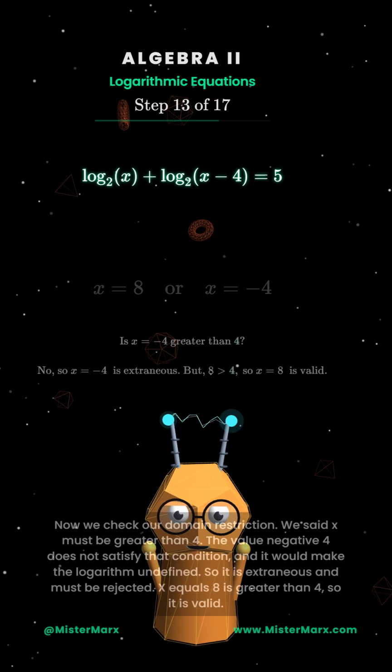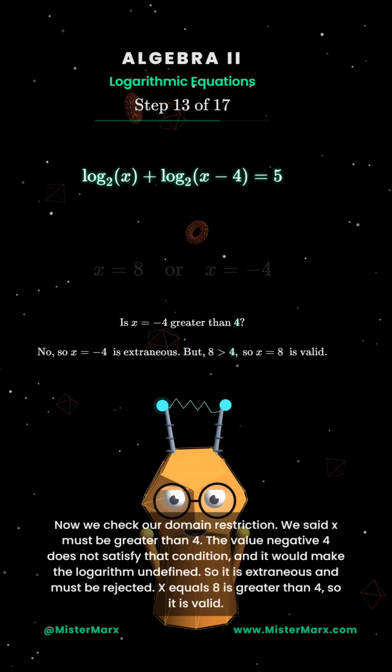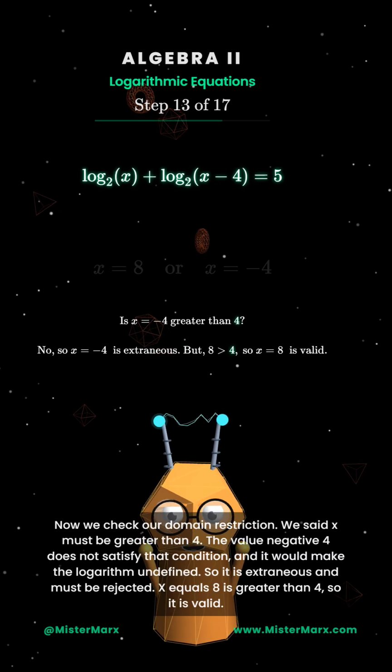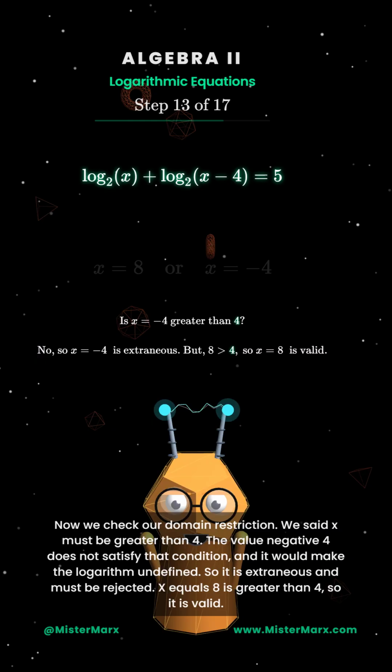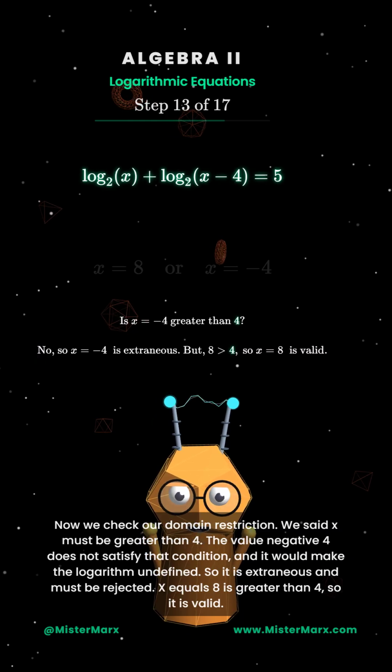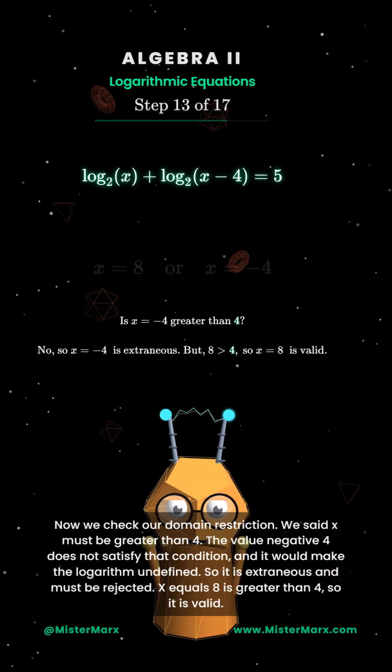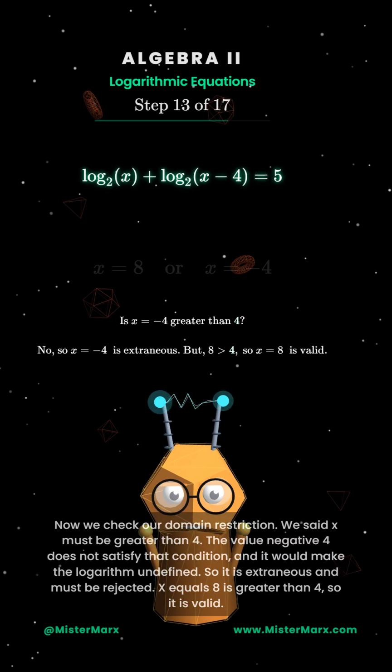Now we check our domain restriction. We said x must be greater than 4. The value negative 4 does not satisfy that condition, and it would make the logarithm undefined. So it is extraneous and must be rejected. X equals 8 is greater than 4, so it is valid.